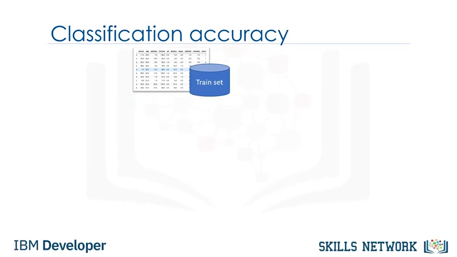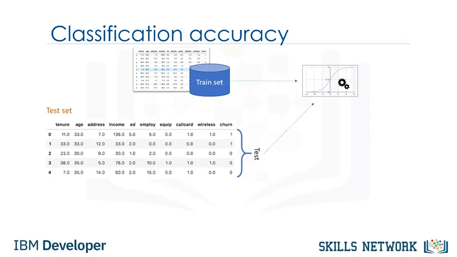Imagine that we have a historical data set which shows the customer churn for a telecommunication company. We have trained the model, and now we want to calculate its accuracy using the test set. We pass the test set to our model, and we find the predicted labels. Now the question is, how accurate is this model?